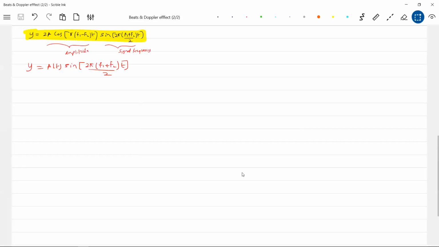Now, sir, what is the use of this? The amplitude is going to vary. Definitely the amplitude varies, meaning the variation. What is the frequency at which the amplitude is varying? I'm interested in this one. So in place of A of t, what shall I write? 2a cos.